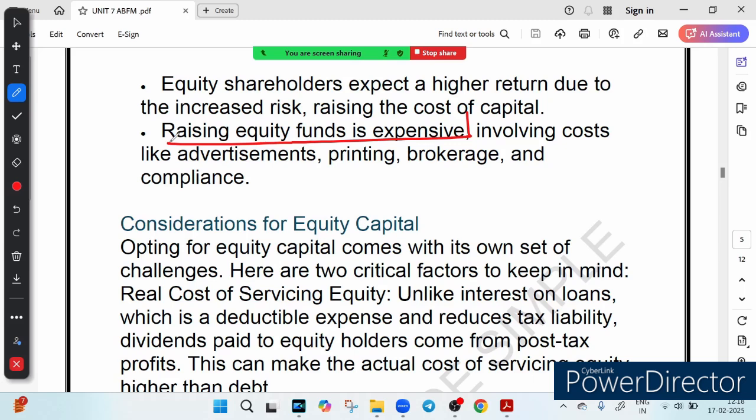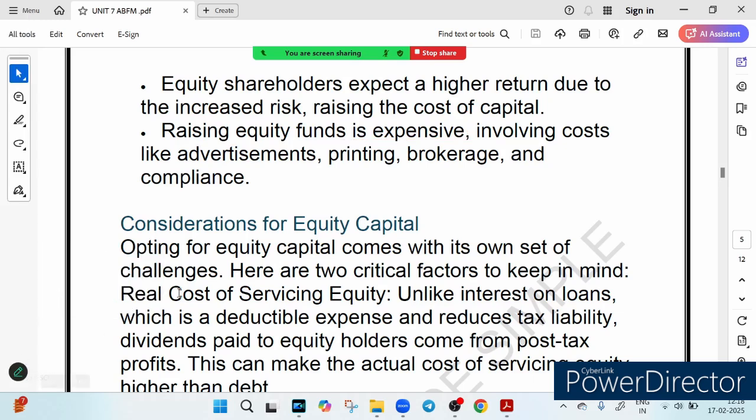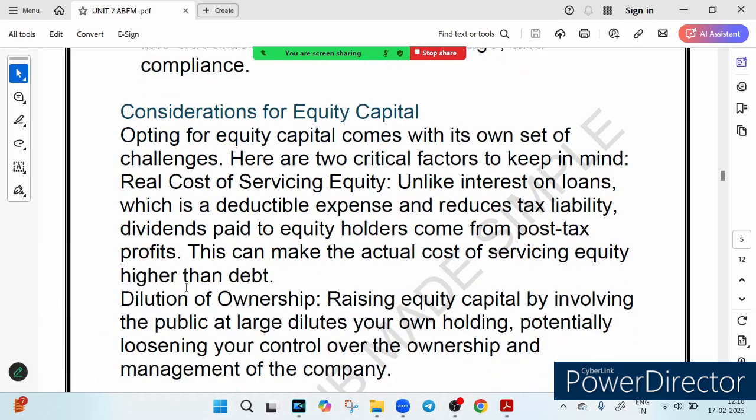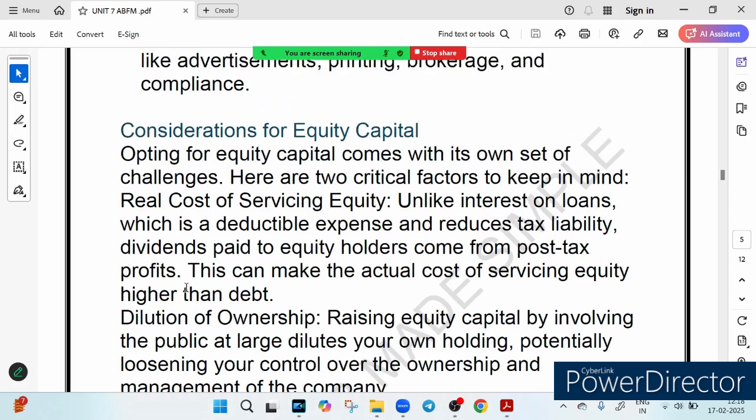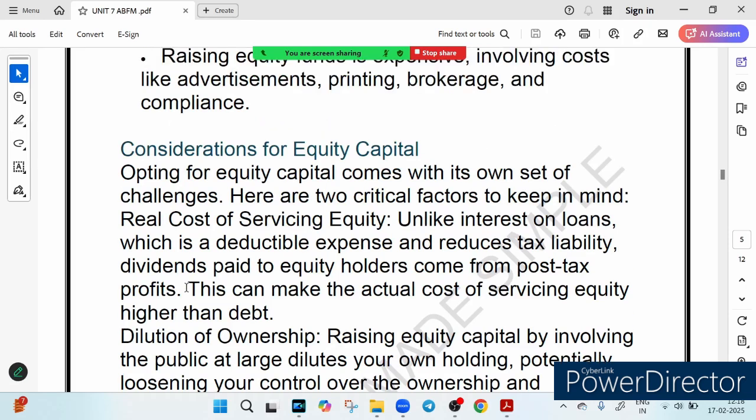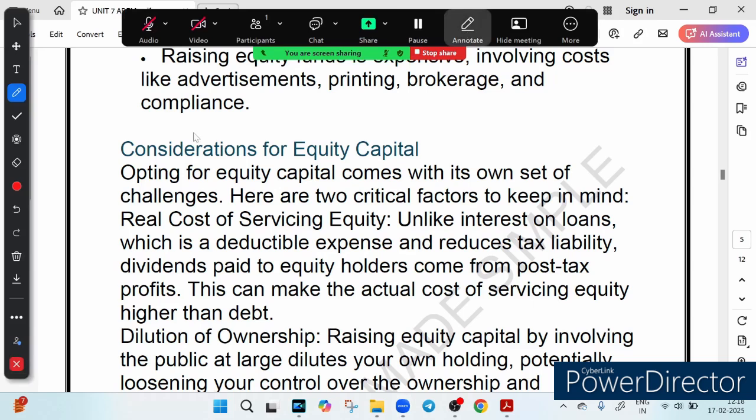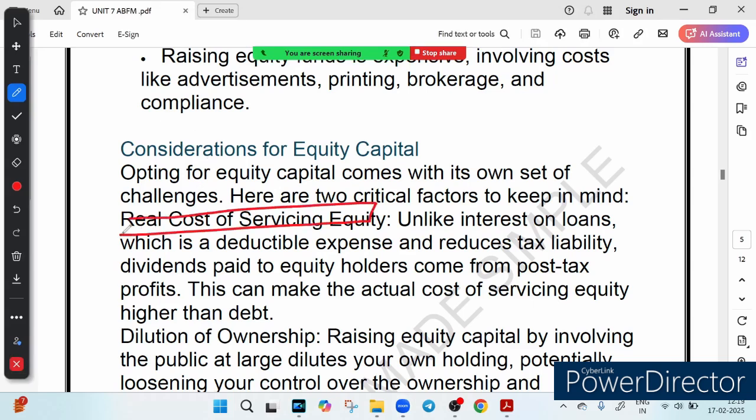And also there are some tax disadvantages. Alright, so let's talk about the tax disadvantage here. One thing is costly, we have just discussed that. Tax disadvantage: unlike loan interest, which reduces tax liability, dividend paid to the shareholder comes from post-tax profit, making equity costlier than debt in some cases. Right? So here is the point, the real cost of servicing equity. This is called tax disadvantage.